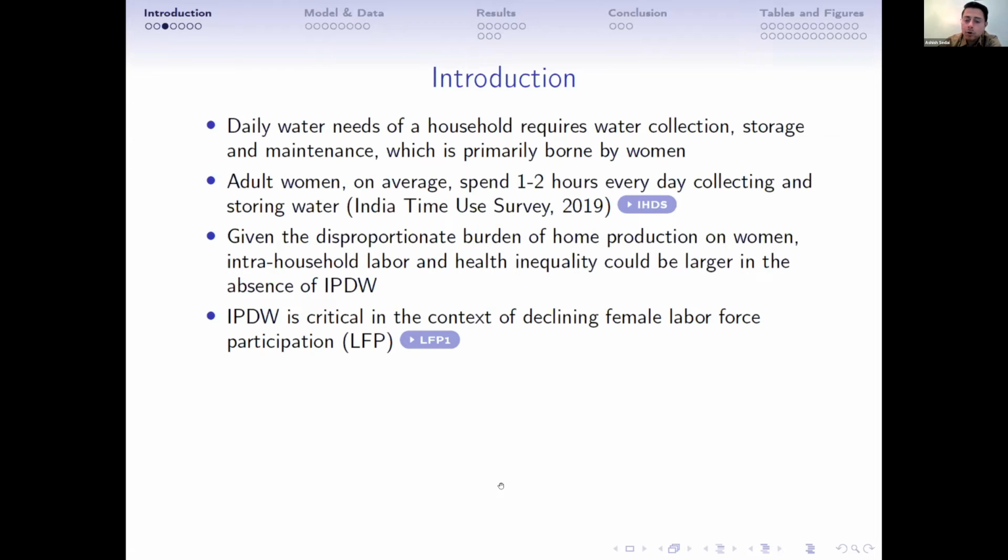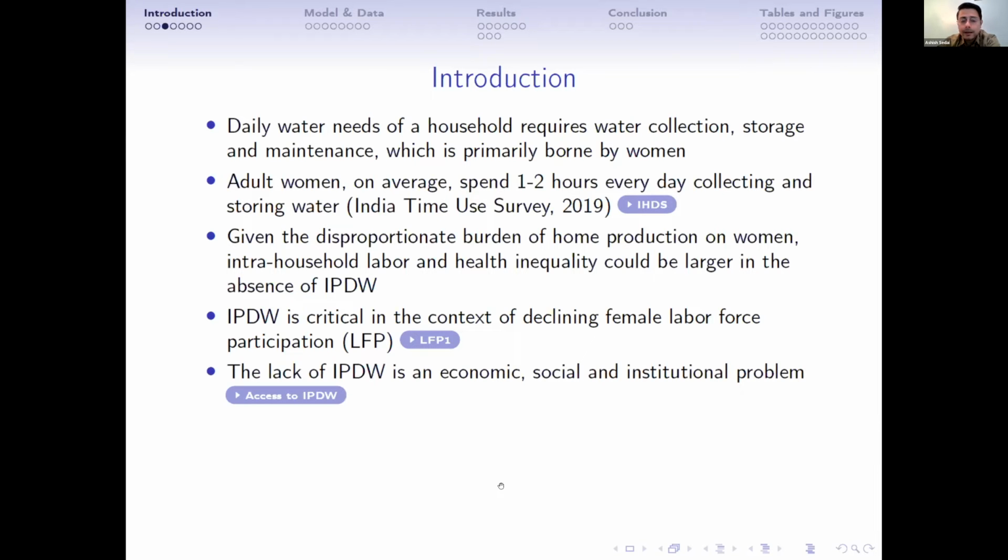This problem is important because in India, over the past 2 decades, there has been a spectacular decline in labor force participation for women. In that regard, having access to indoor piped drinking water could be a game changer in allowing women to reallocate their time from water collection to labor market activity. The other thing to understand about piped water is that it is not only an economic or logistical problem, it is also a social problem in India, in the sense that caste marginalization based on water has existed historically and is still persistent. People from non-marginalized castes tend to gain more access to water as compared to marginalized people.